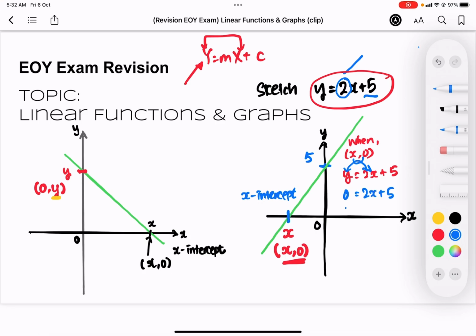And so, reorganizing the terms, we solve and find that x is this, which is negative 2.5. So in other words, our x-intercept here would be negative 2.5. So we have to indicate this, and that completes the sketch of the graph.